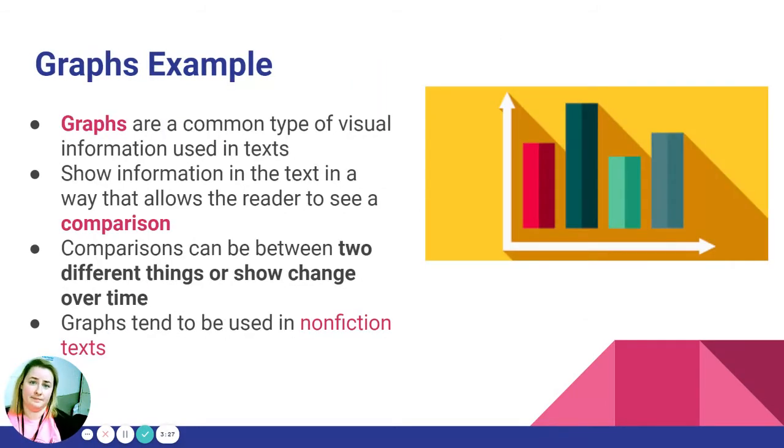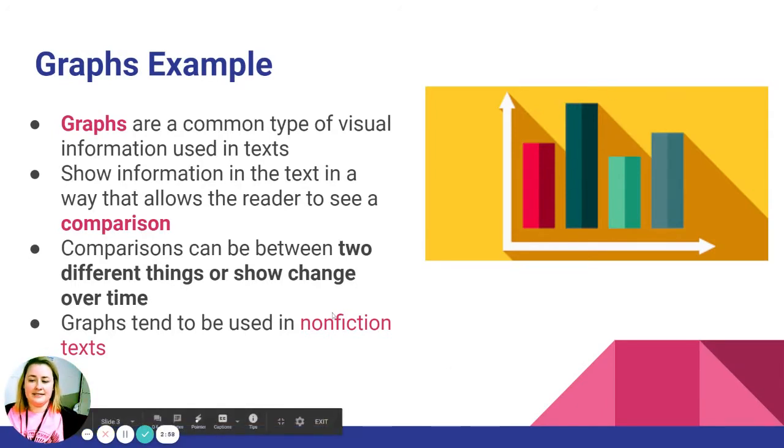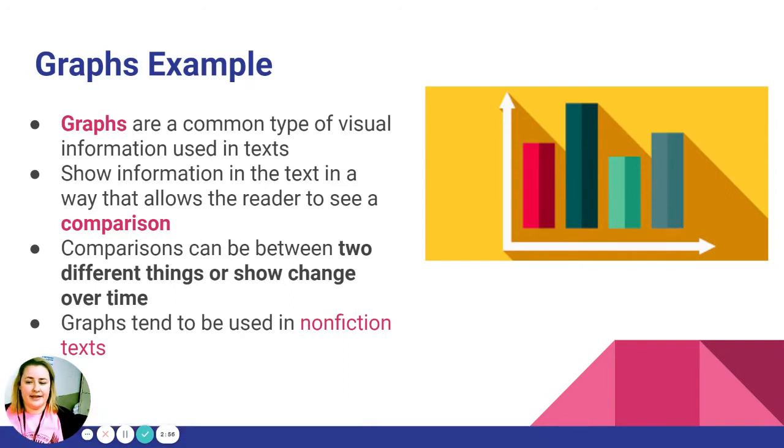So we're going to talk a little bit about graphs. Graphs are a common type of visual information used in text. They show information in the text in a way that allows the reader to see a comparison. You see here in the example, we're not sure what they stand for because there are no labels, but you can see visually which one possibly has the most, which one looks like it has the least. You can really obviously see looking at those bars. Comparisons can be between two different things or show change over time.